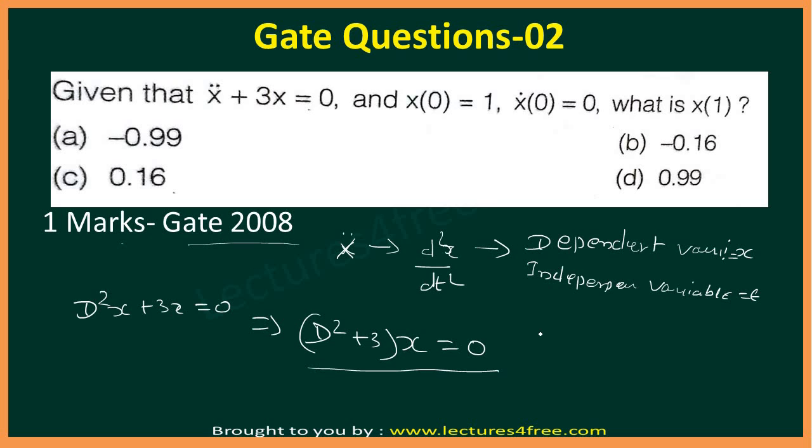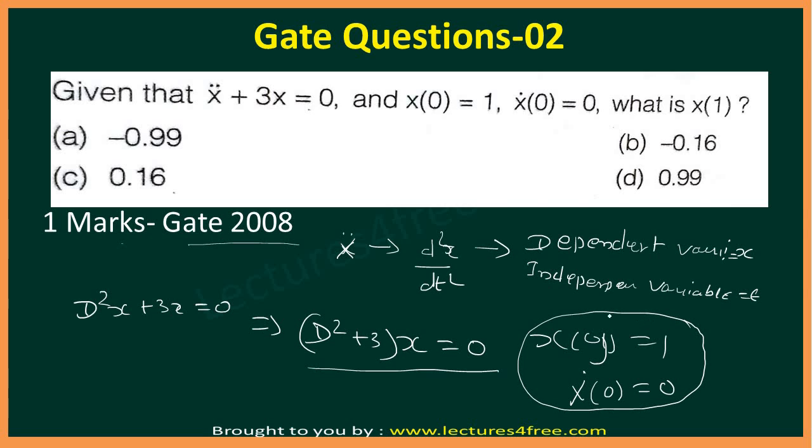Conditions are given like x(0) is equal to 1 and x dot(0) equal to 0. These two conditions are given. Generally in this type of question, conditions are given to find the constant terms. As we know, in the solution of this question we will get constants like c1, c2. So to get the value of those constants, these conditions are given in this question.